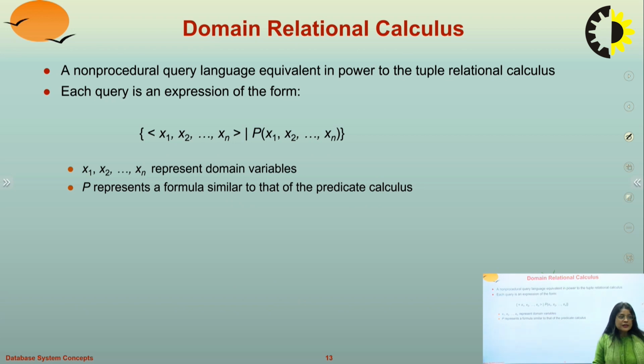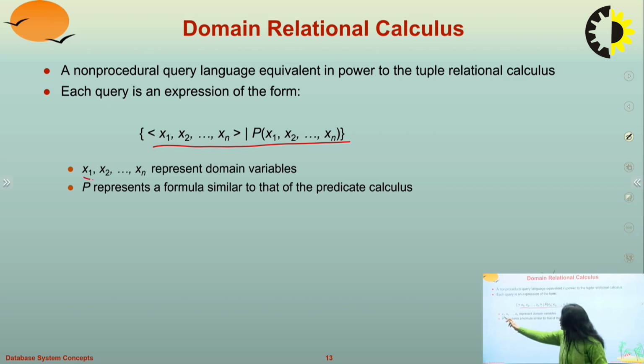Now the next type of relational calculus is the domain relational calculus, a non-procedural query language equivalent in power to tuple relational calculus. So how will we write the query in domain relational calculus format? This is the general form to write the query in the domain relational calculus, right? Here x1, x2 and xn represent the domain variables, right? And P represents a formula similar to the predicate calculus, right?